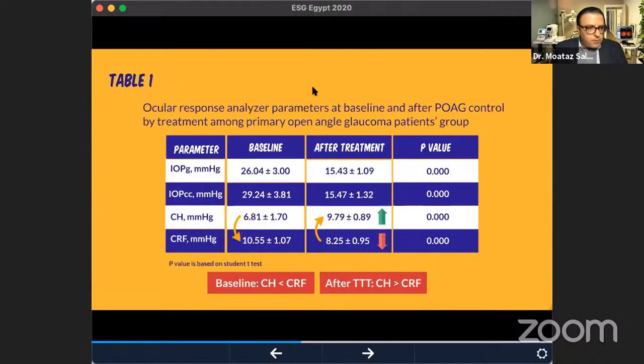For glaucoma patients, this table showed a significant reduction in the IOP down to its target level by our medical therapy. At these target levels, we note that the corneal hysteresis increased after treatment, while corneal resistance factor decreased after treatment. Also, at baseline, the corneal resistance factor was higher than the corneal hysteresis, while after treatment, the corneal hysteresis increased and became more than the corneal resistance factor.